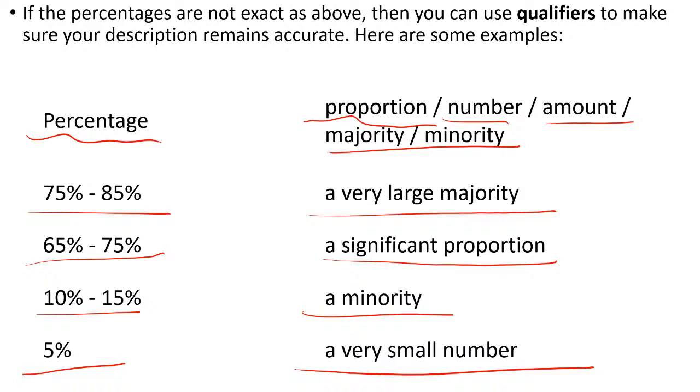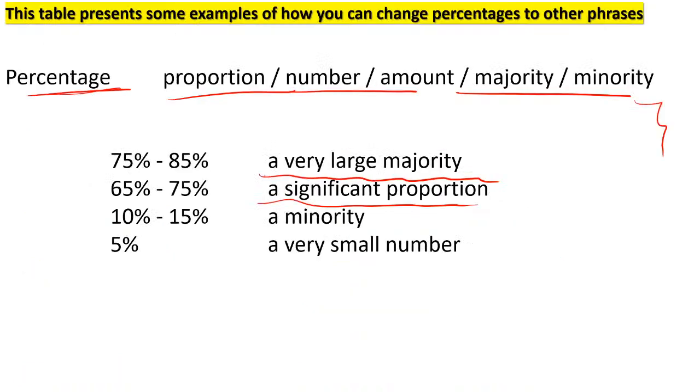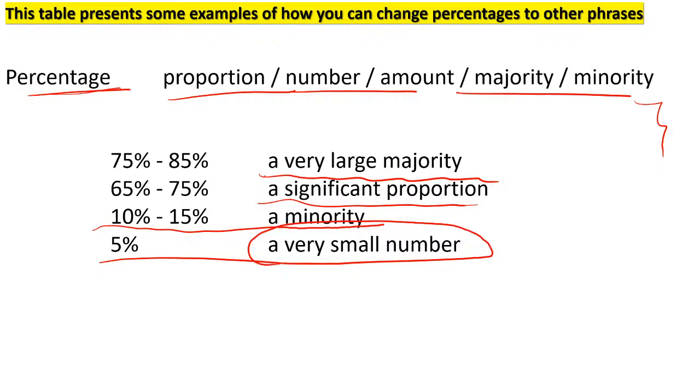Don't worry. So now let's look at some examples of how you can change the percentage into numbers. If it is 10 to 15%, you can write it as a minority. If it is 5%, a very small number. So kindly do not write the numbers directly.